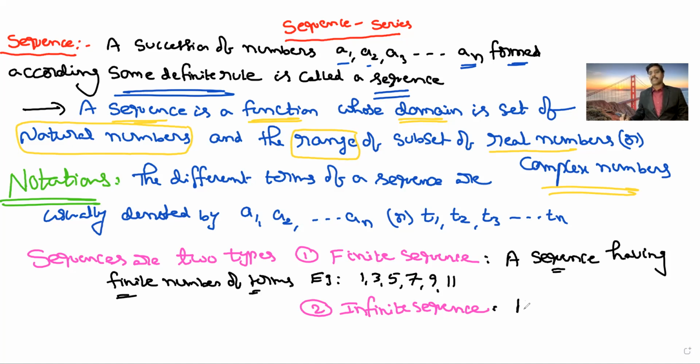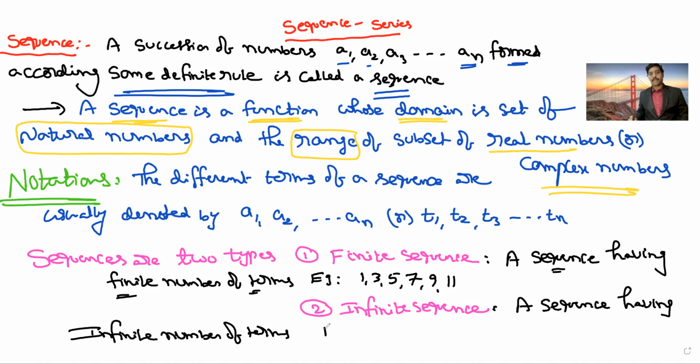So what is the infinite sequence? A sequence having infinite number of terms. I give one example: 2, 4, 6, 8, 10, and so on. Okay. So what is the finite sequence? A sequence having finite number of terms. Infinite sequence is a sequence having infinite number of terms. It is called infinite sequence.